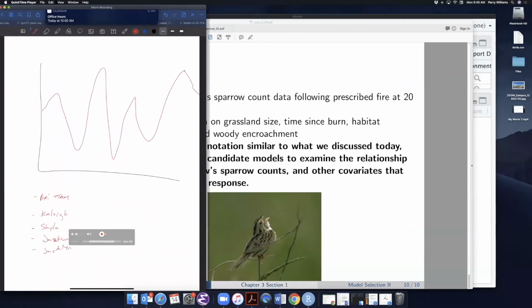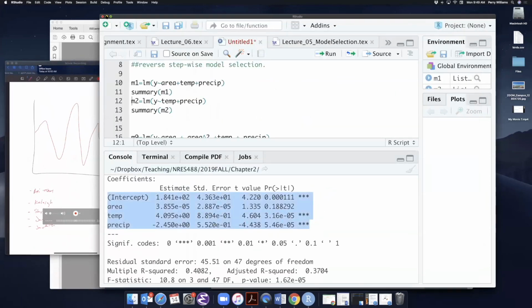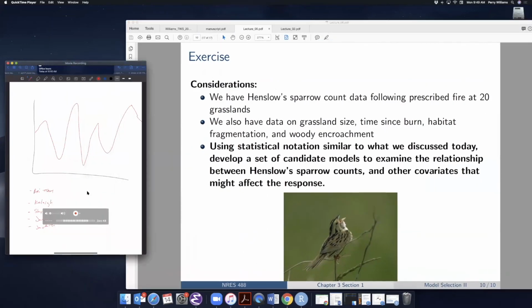Okay. So a question was, we have some covariates that it gives us. Let's write out some models that we're going to consider. We have Henslow's sparrow counts. For now, we're going to use Y on those. So we say our data Y equals beta zero. We always have beta zero plus beta one. Now we're entering a covariate. So what do we have for our covariates? And this is what Ian was talking about. We have grassland size, time since burn, habitat fragmentation, woody encroachment. So let's just say grass, time, frag, and wood.